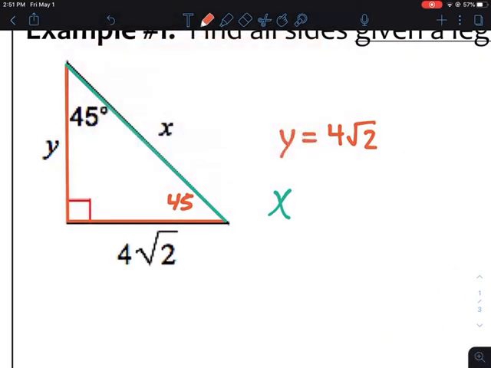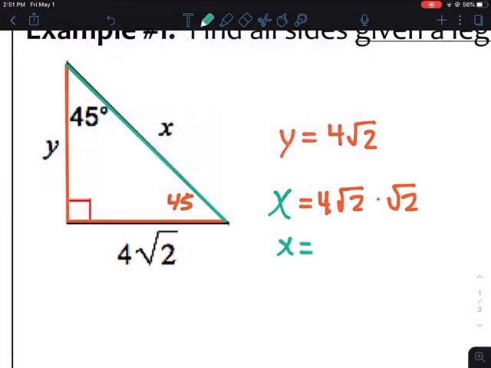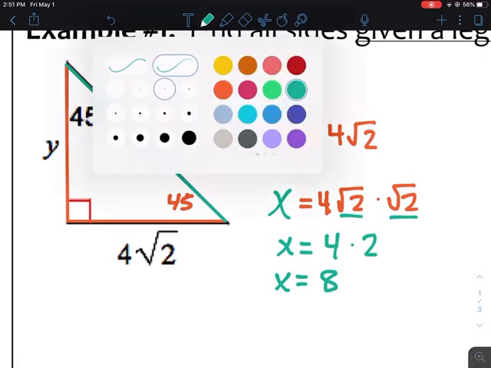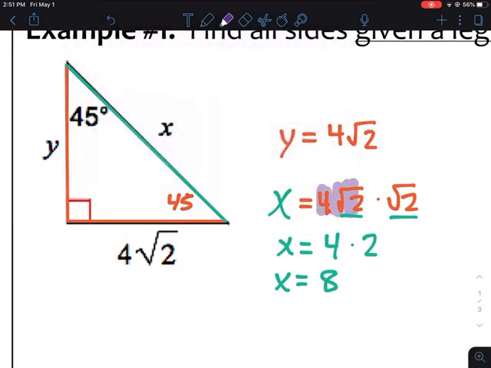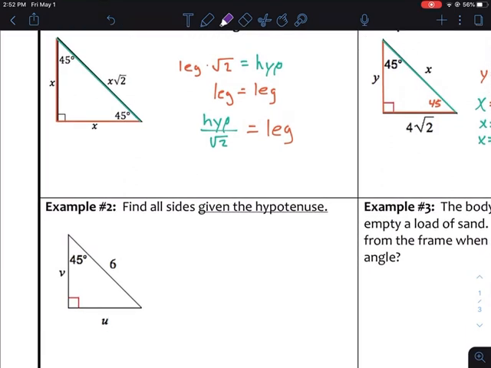And x will equal 4 square root 2 times the square root of 2. When we multiply square root of 2 times square root of 2, that will equal 2. And what we end up with is 4 times 2, and x is equal to 8. From this point up here, and I'll highlight it real quick, right here, we could have just put that in our calculator and gone straight to the 8. Okay. All right, let's go on to number 2.